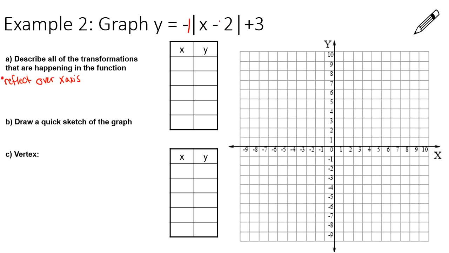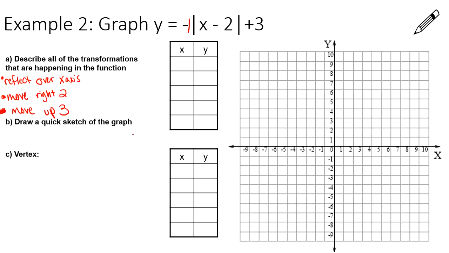Then there's this minus 2 on the inside, which means that it's going to move the graph. Remember, it's the opposite, so it's going to move it right 2, not left 2. And then we have this outside number, plus 3, which is going to move the graph up 3. So we know that this is in general what the graph should look like when we're done. The original V should be flipped upside down, so it's opening below the x-axis, and then it's going to be moving to the right 2, and then it's going to be moving up 3.